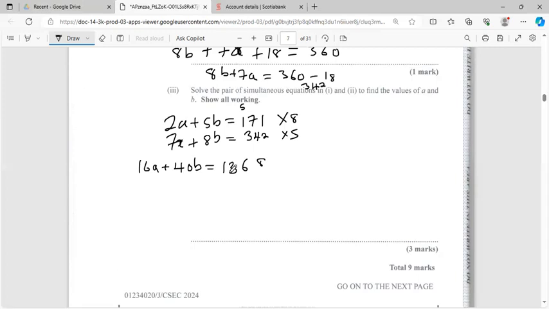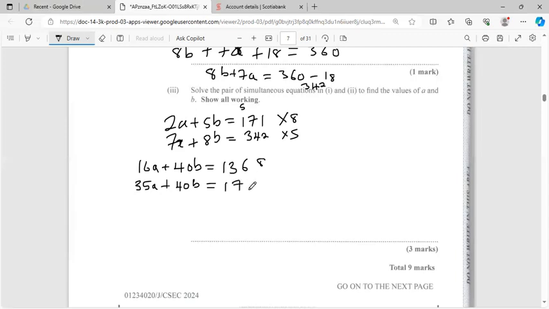Next, we're going to multiply by 5. So 5 times 7, that's 35. 5 times 8, that's 40. Which makes sense because I get rid of the B. And that must equal 5 times 342, which works out to 1,710.